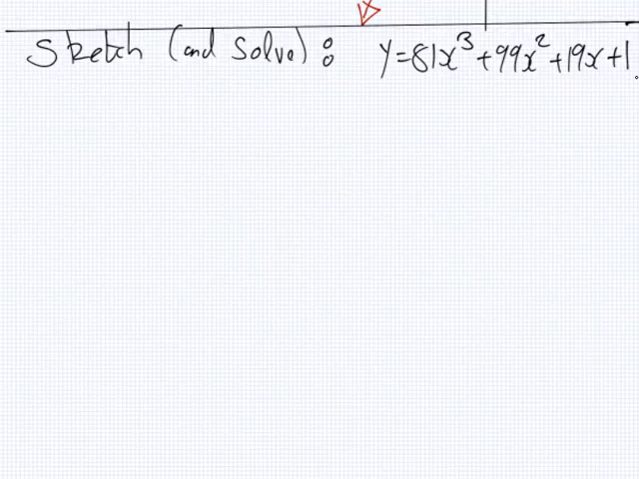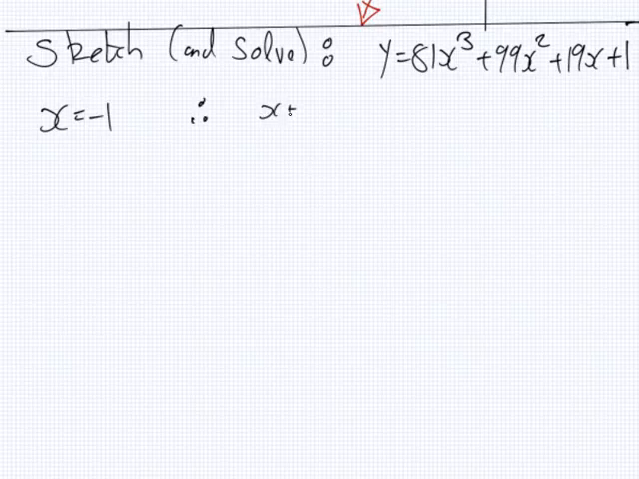So let's try x equals minus 1. Does it work? 81, yes, plus 99 minus 19 plus 1. Minus 81. Yeah, actually, again, by dumb luck, the first one worked. So that means, therefore, x plus 1 is a factor. Let's divide that in.